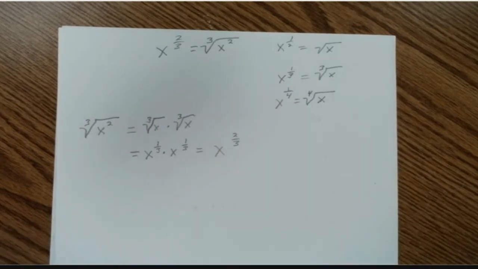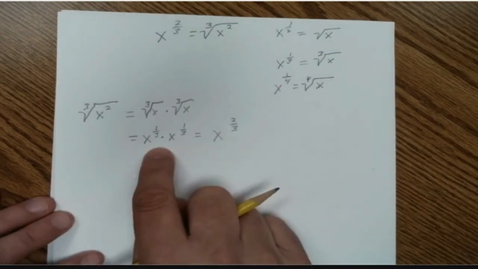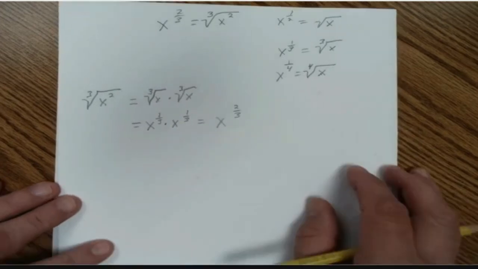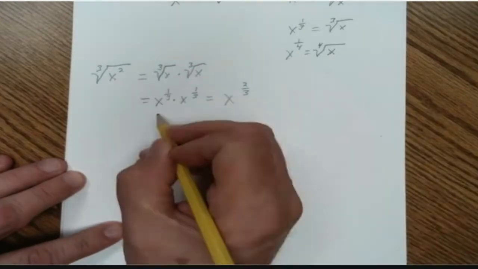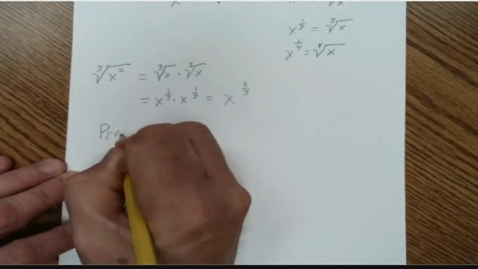So that's where we got to know some of the properties in dealing with exponents, because we have to know how to handle exponents when we multiply them together. So this is the product property. Let's talk about the product property.